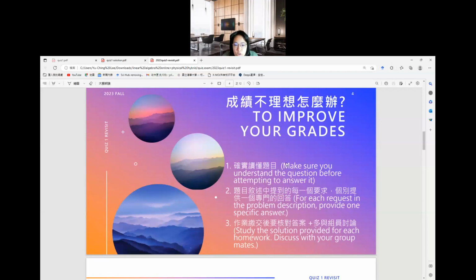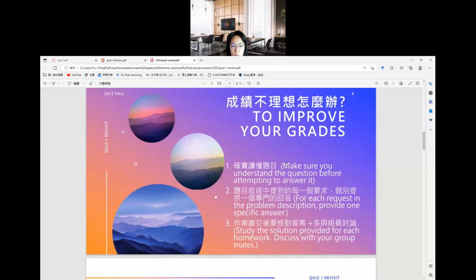And second, for each request in the problem description, for example, in the third question of this quiz, there are 3 specific items. So you should provide the answers one by one. Sometimes the items in each question are not explicit. So in that case, you should read the problem carefully and answer each request separately.